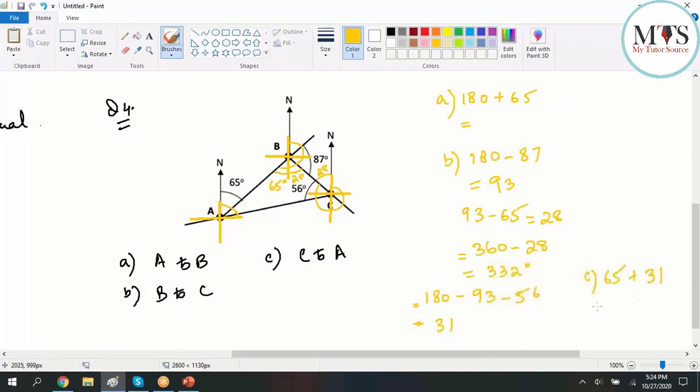Wait, Miss, how did you get 93 and 56? I did 180 minus 87 over here on this line at point B, and I got 93. Then 56 is given in the angles, look at this at C. Okay, and then you're calculating the triangle. That's right. So for part C, it's 96.